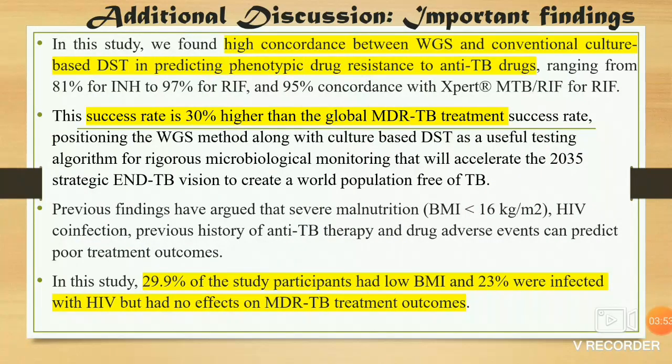There is some additional discussion. In this finding, we found high concordance between whole genome sequencing and conventional culture-based DST in predicting phenotypic drug resistance to anti-TB drugs. There is also a higher success rate, which is 30% compared to the global multi-drug resistant TB treatment. In this study, we also found that 29.9% of the study participants had low BMI and 23 of them were infected with HIV, but they showed no effect on multi-drug resistant TB treatment outcome.